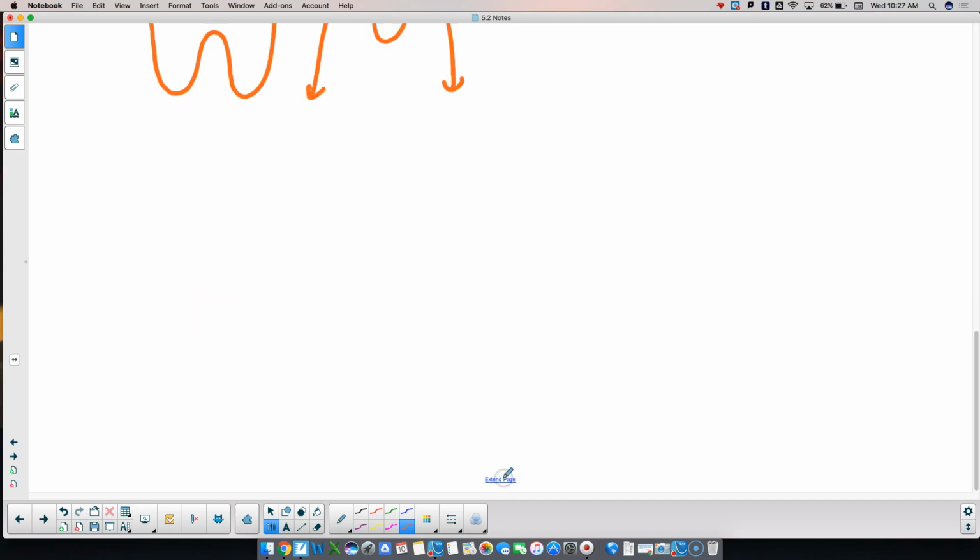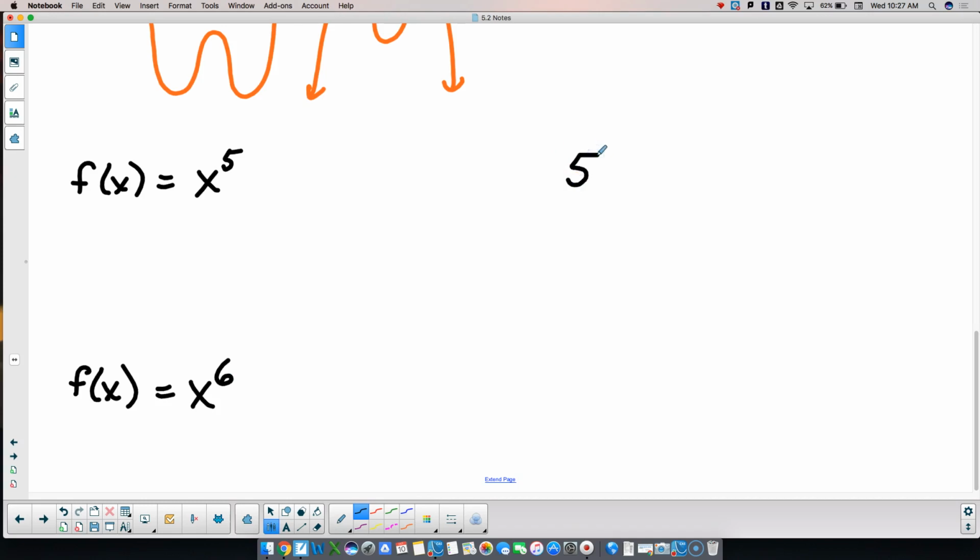And I ask because I'm wondering if I said f of x here equals x to the 5th, and f of x here equals x to the 6th, would we be able to say, well, there's a degree of 5, and I believe this is called a quintic. 6, I don't know what the title of it is, okay? But it's got a degree of 6. Would we be able to sketch what those two look like?